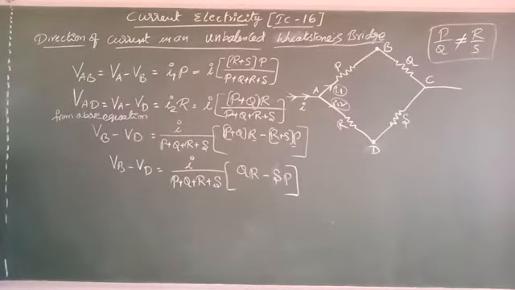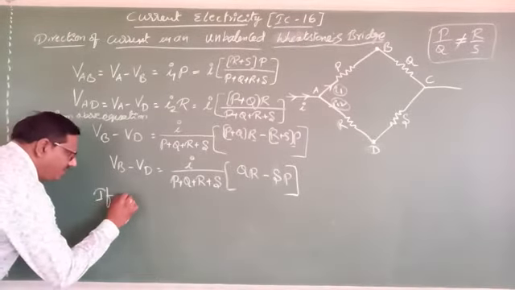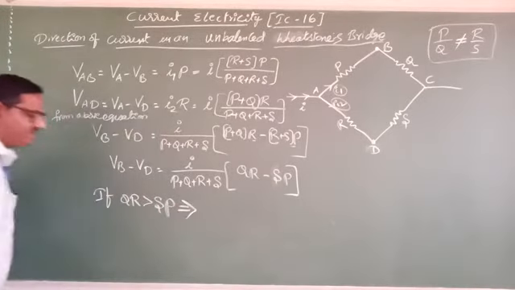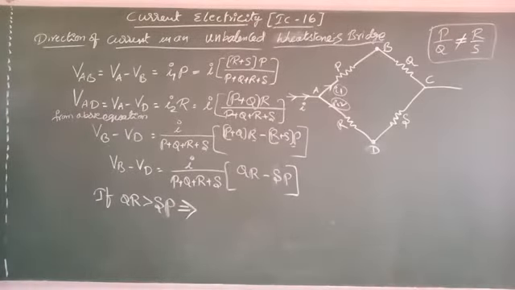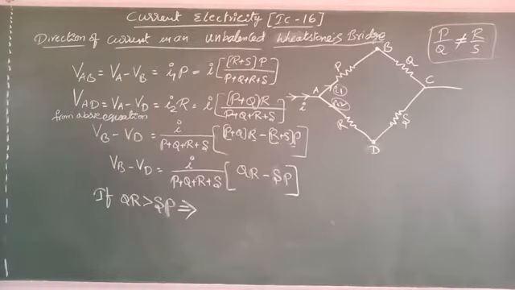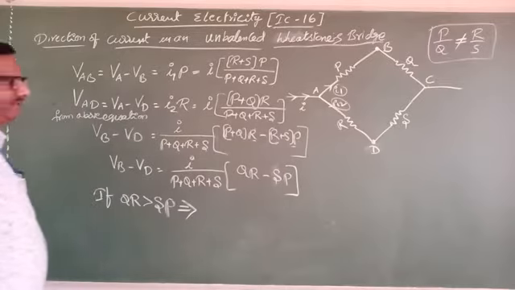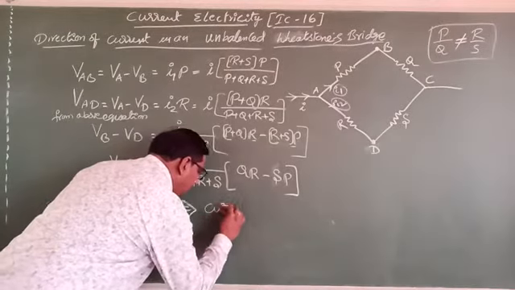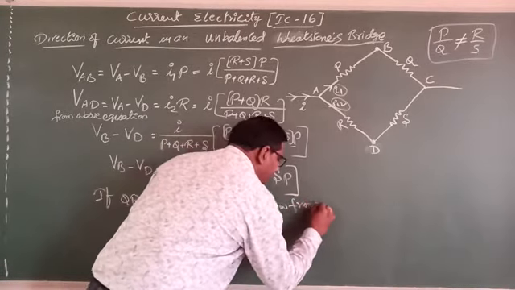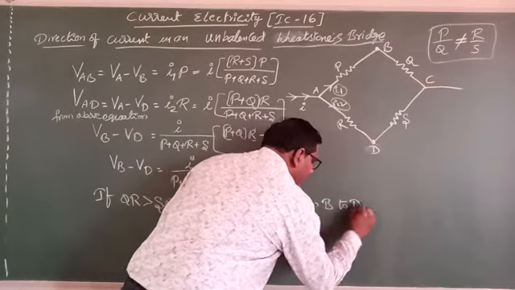Here, if I am giving some conditions, if QR is greater than SP, then what can you get? This is the first condition. If the QR value is more than SP, then the current flows from where to where? Very simple. QR is greater than PS, then the current flows from B to D. That one I am writing: then current flows from B point to D point.